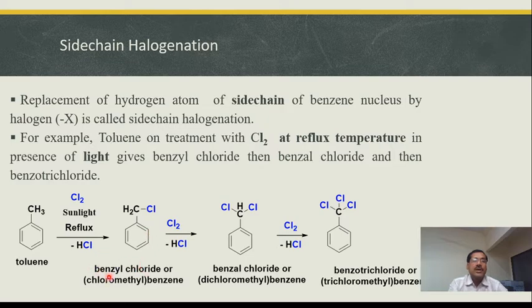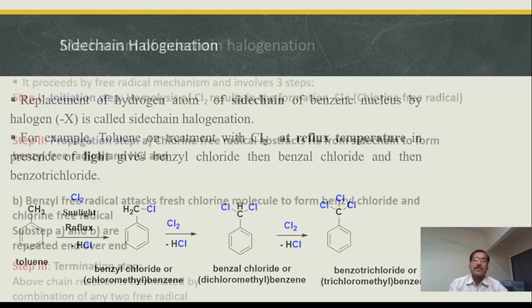It is important to note that benzyl chloride is also known as chloromethylbenzene. Benzal chloride is also known as dichloromethylbenzene. Benzotrichloride is also known as trichloromethylbenzene. So one way to name these compounds is as methylbenzene derivatives. Toluene is also called methylbenzene. When you put one chlorine, it becomes chloromethylbenzene. When you put two chlorines, it becomes dichloromethylbenzene. When you put three chlorines, it becomes trichloromethylbenzene.